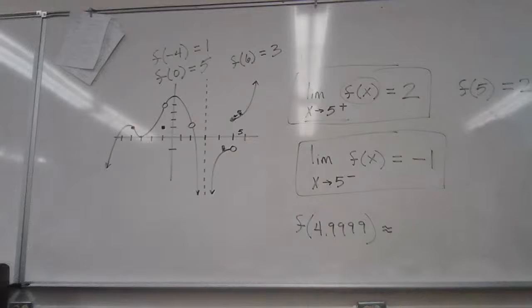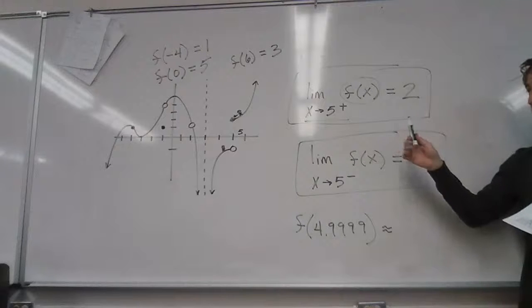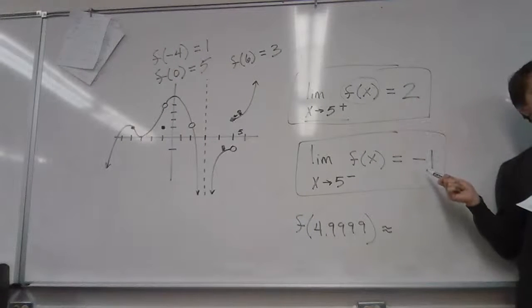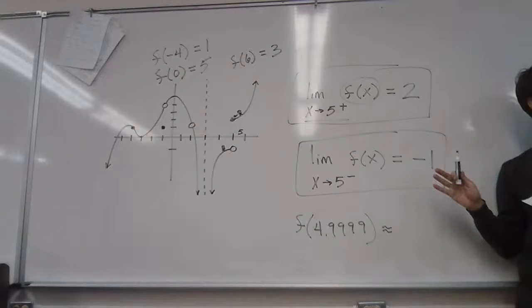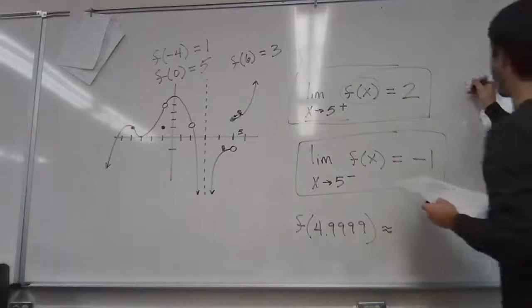The next thing we're going to talk about is at 2. 2 is pretty interesting as well. But before we move on, does it make sense why the answer to this one is 2 and the answer to this one is negative 1? Or do we need to clarify anything? Okay. So how about f of 5?